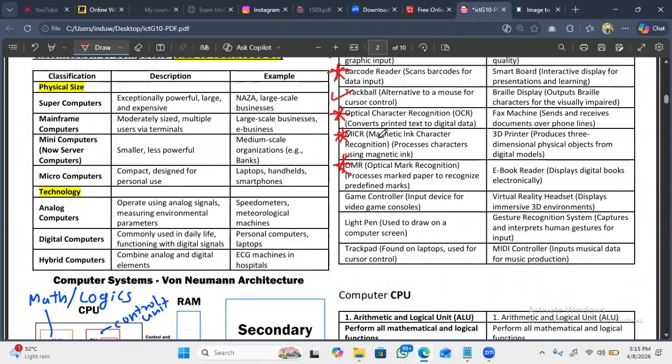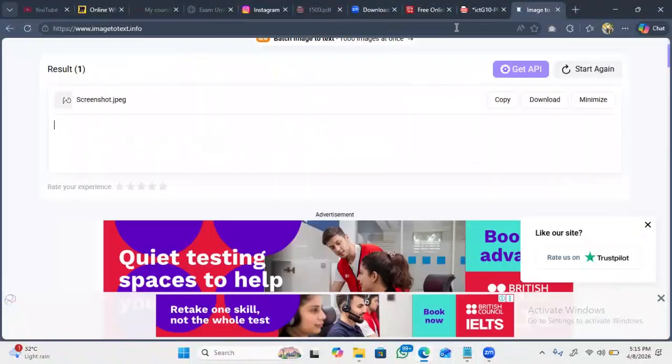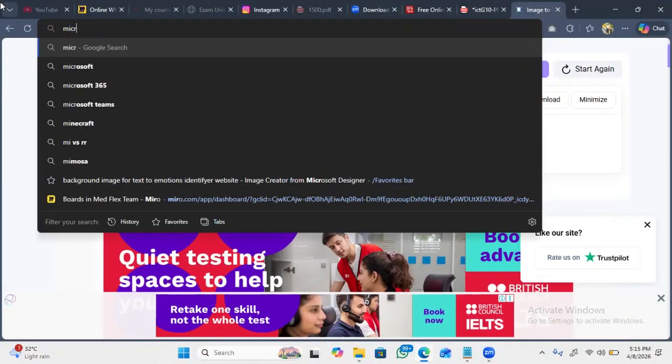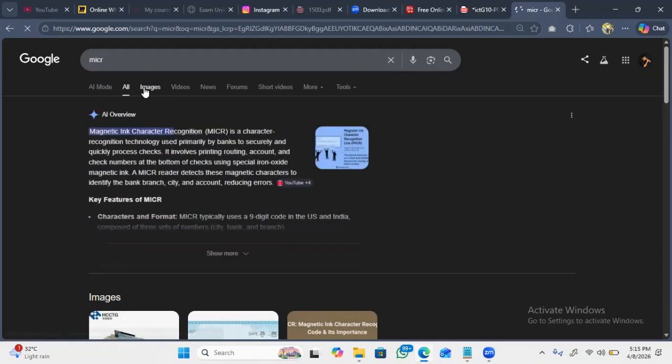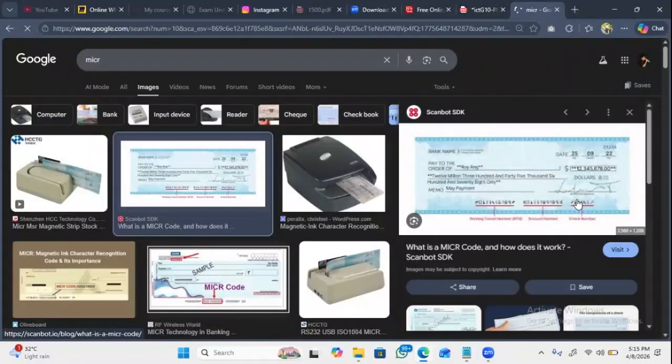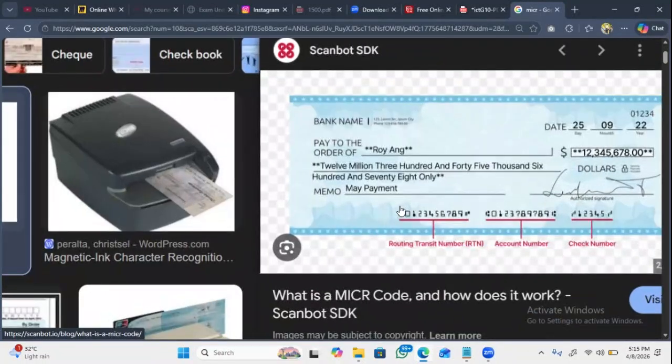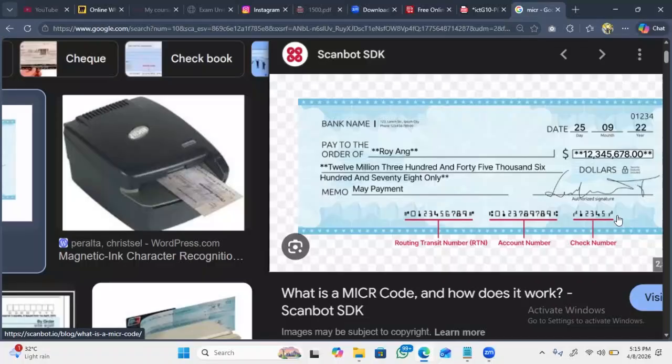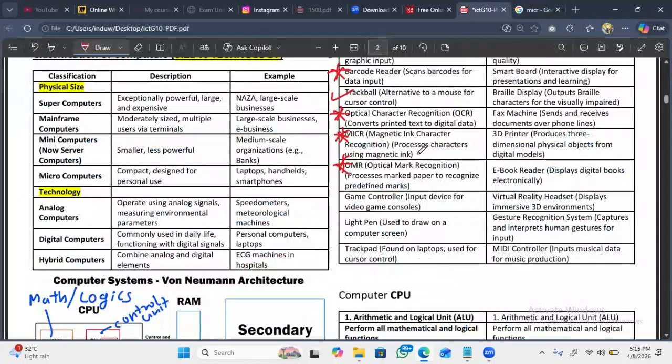Then game controllers are, sorry, MICR. Where do we see MICR codes usually? Right, usually we can see the MICR on a check. Here, this is my MICR code. MICR means magnetic ink character recognition. You have it in the short note.